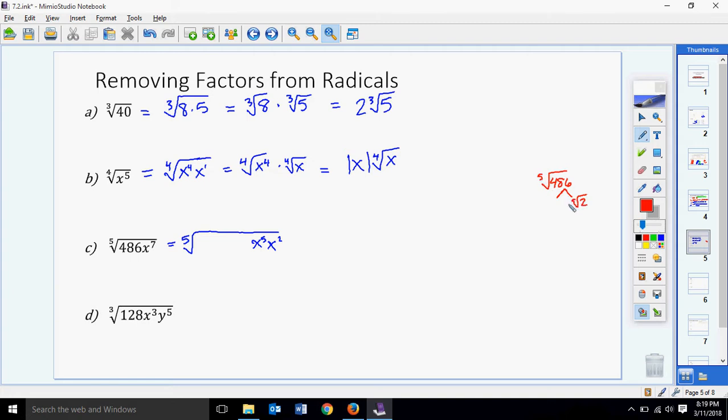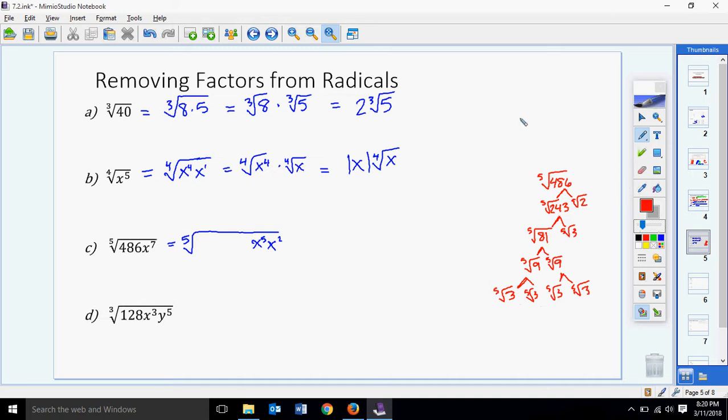These are 5th roots. So you get the 5th root of 2 times the 5th root of 243. 243 is divisible by 3, so you get the 5th root of 3 times the 5th root of 81. 5th root of 81, I can break up into the 5th root of 9 times the 5th root of 9. I can't break up 3 anymore because it's a prime number. 9 can be broken up into the 5th root of 3 times the 5th root of 3. Same thing with this 9. 5th root of 3 times the 5th root of 3.